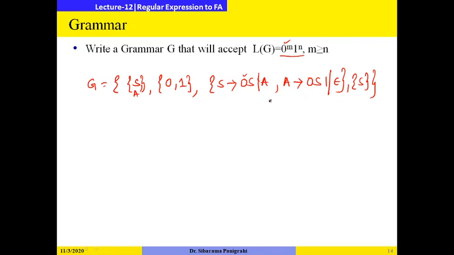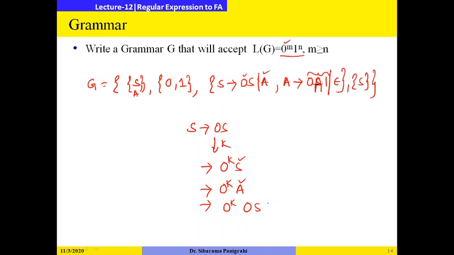Now let me clarify how it works. S gives 0 S. If you apply this k times, you will get 0 to the power k S. Now in place of this S, suppose you apply A. So you get 0 to the power k A. Now in place of A, suppose you apply 0 A 1. Sorry, here it has to be 0 A 1. Okay, suppose you have applied 0 A 1.